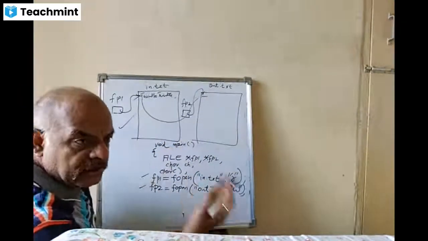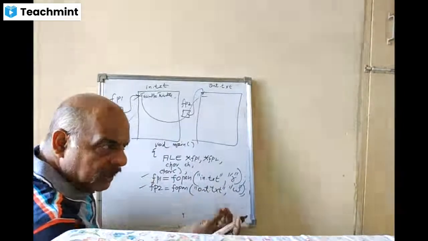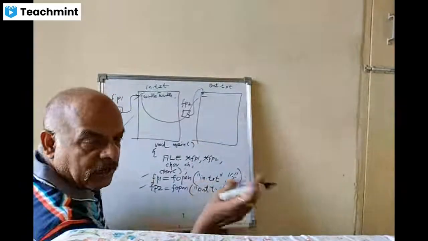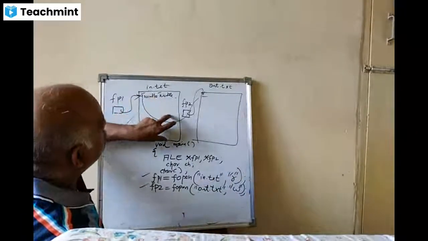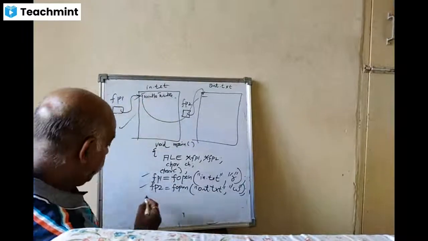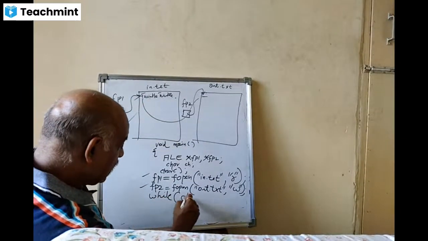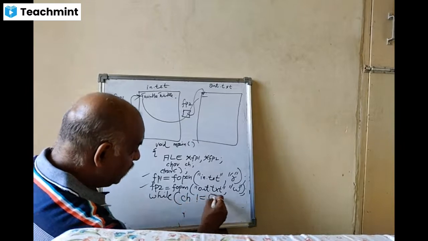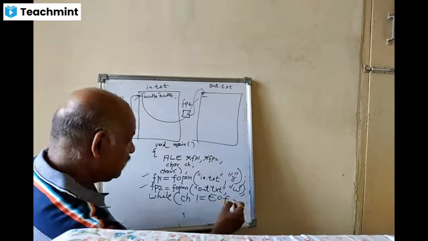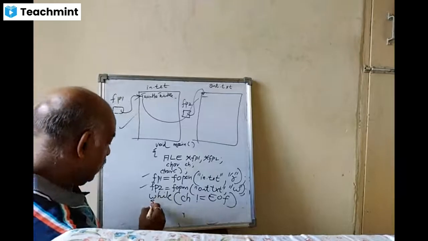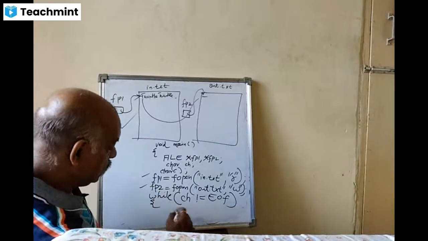You have to read characters from the input file and immediately transfer them onto the output file, until you reach the end of the file here. For that, what you have to do is while the character that you are reading is not equal to the end of file. This is the condition. Then you have to begin. Then what you have to do?